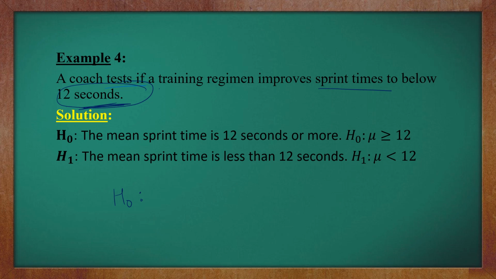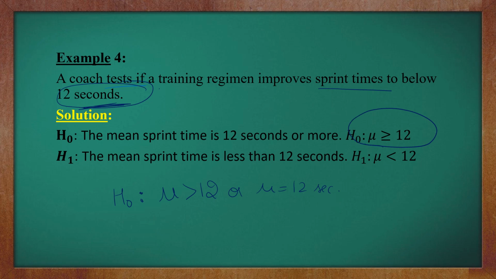After training also there is no difference. Sprint time is greater than or equal to 12 seconds. There is no change. Keep in mind, null hypothesis means there is nothing changed. Okay, there is no change. So this is this one.